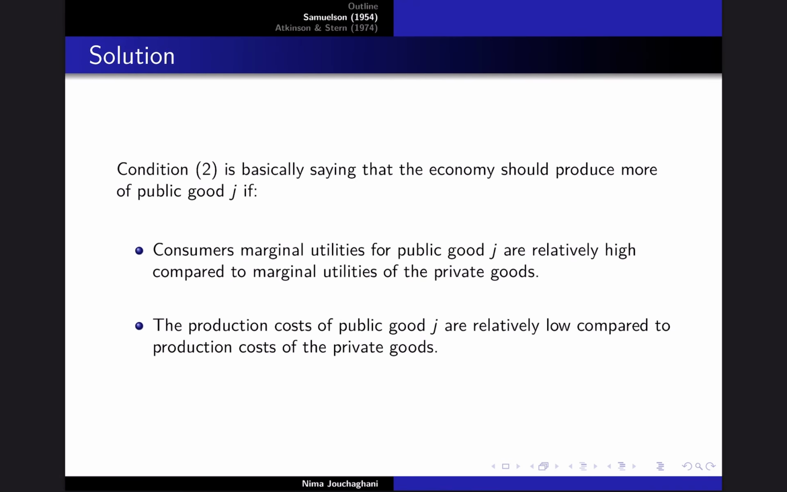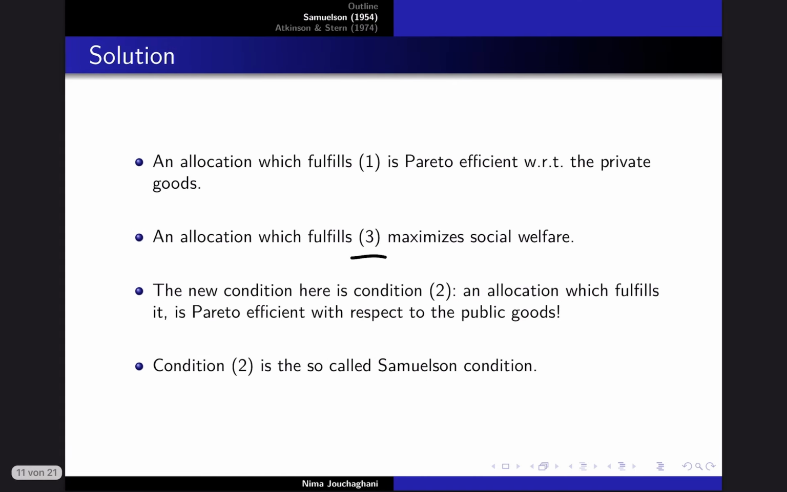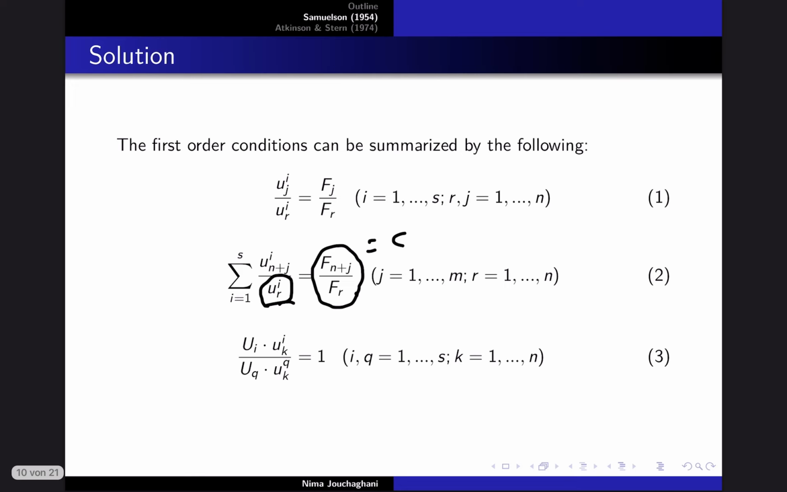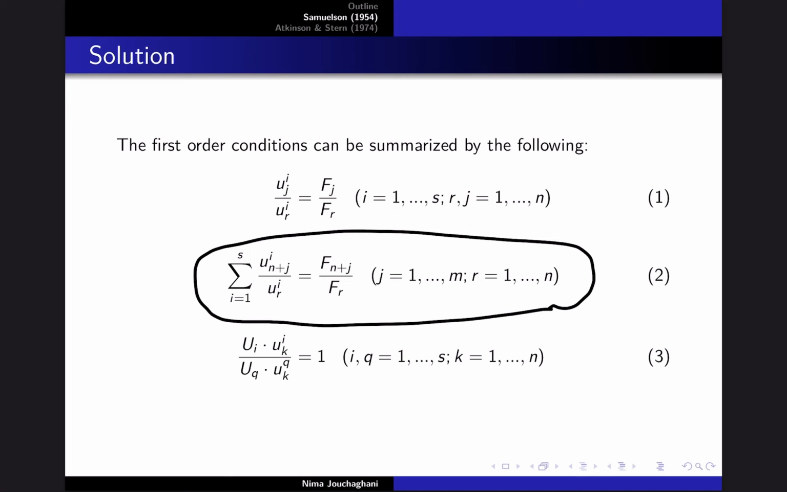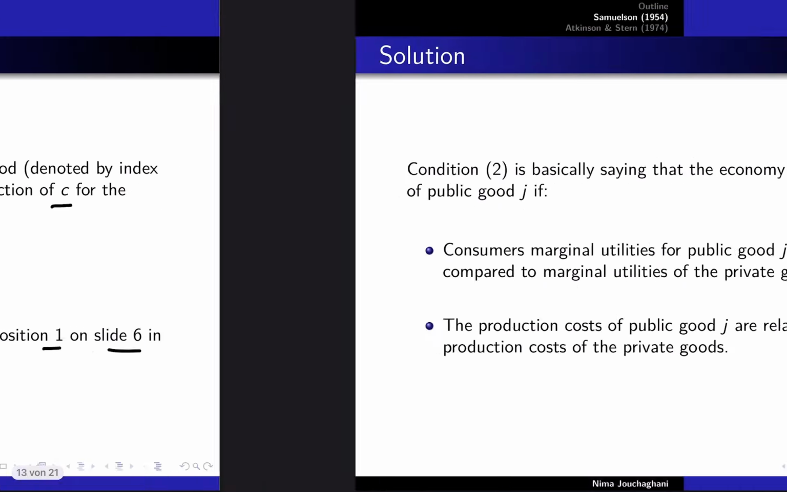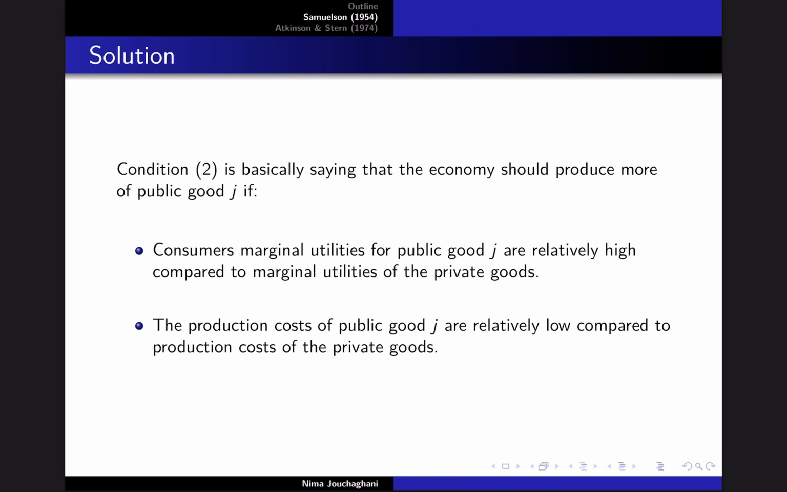And if we take the more general condition, condition 2 here, let me just erase this again. If we consider this condition, what it is explicitly saying is how much of the public goods we should produce in this economy. Basically it depends on two factors. The condition says that we should produce more of a public good J if the marginal utilities of the consumers for the public good J are relatively high compared to the marginal utilities of the private goods.